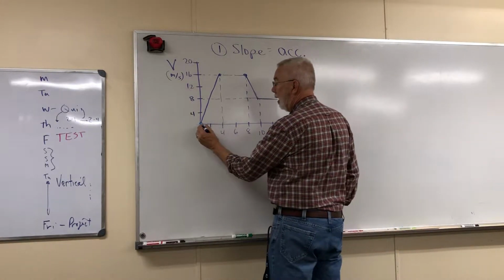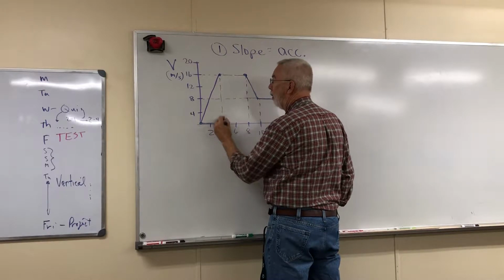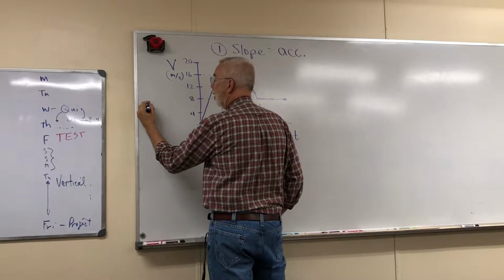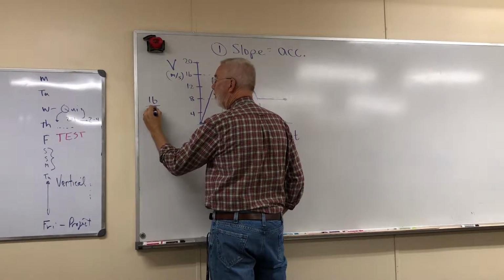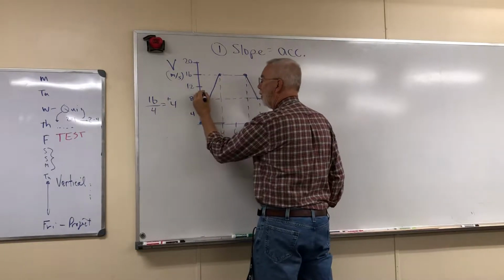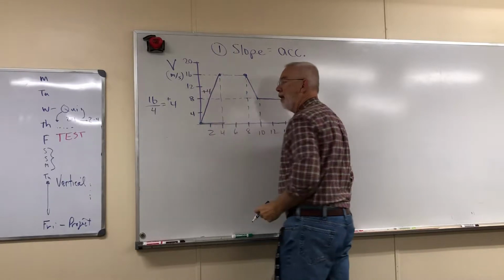And so again, if we come over here, we came over 4 and we went up to 16. So the slope is going to be 16 over 4, which is 4, and this is a positive 4. So this is positive 4 for the slope of this line right here.